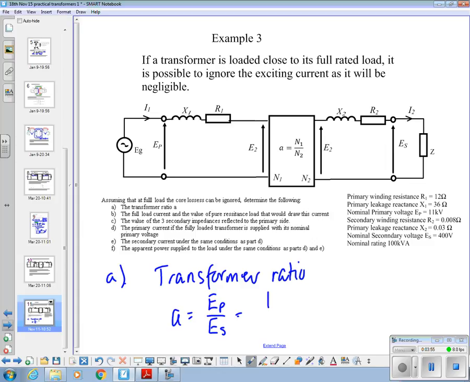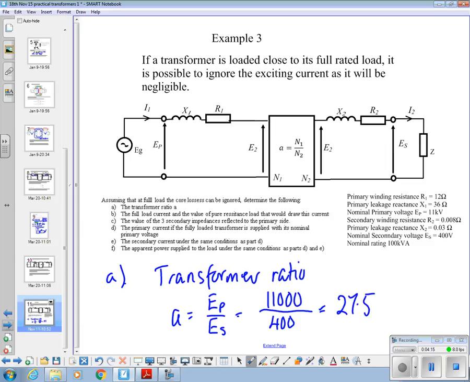So that's 11,000 over 400, which comes out at 27.5.